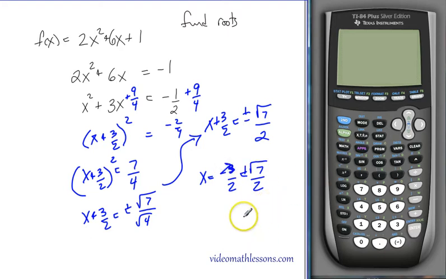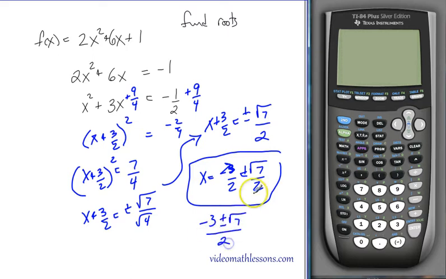And that's the answer. If you actually wanted to combine this, this is a good answer. That's the roots. They're irrational, and that's fine. If it was multiple choice, it might look like this. Just be aware, but the answer up here is fine.